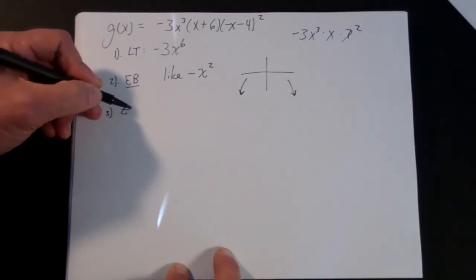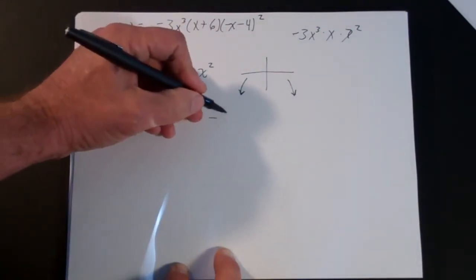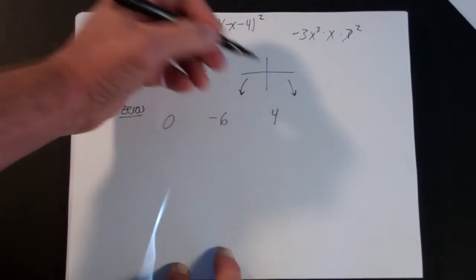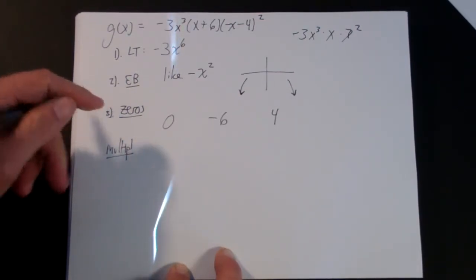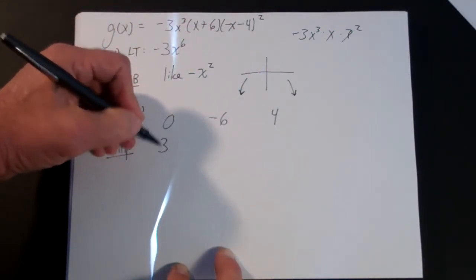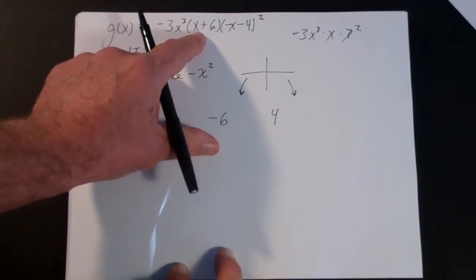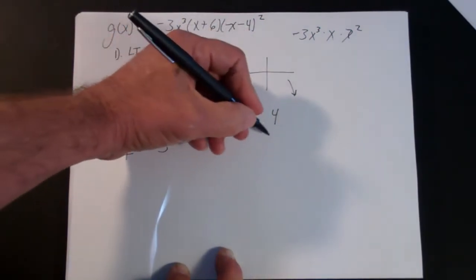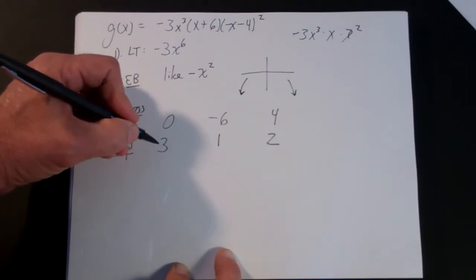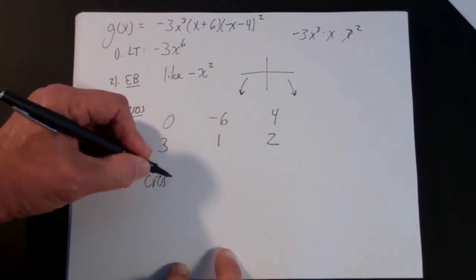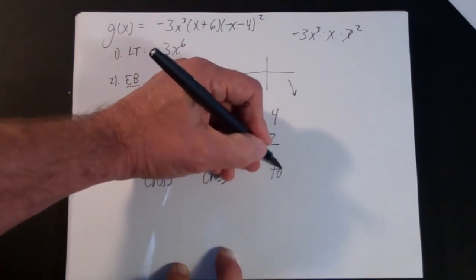Third step, find the zeros. The zeros here are 0, negative 6, positive 4. What's the multiplicity? The multiplicity here is 3. Here the multiplicity is just 1. And there is going to be a 2. And here I like to say if it's a touch or cross. This one has a multiplicity of 3, so it's going to be a cross. Multiplicity of 1, so it's going to be a cross. And a multiplicity of 2, so that's going to be a touch.